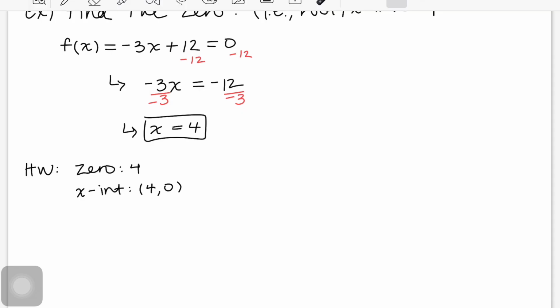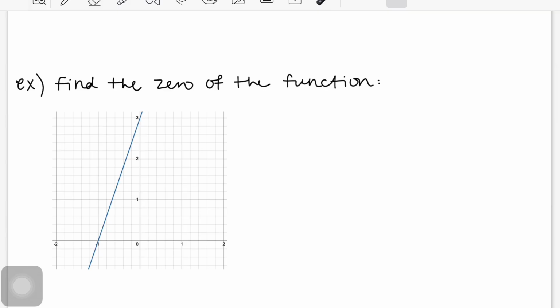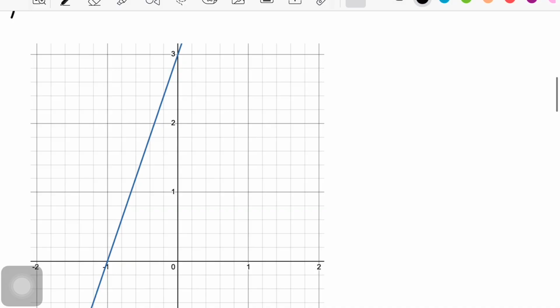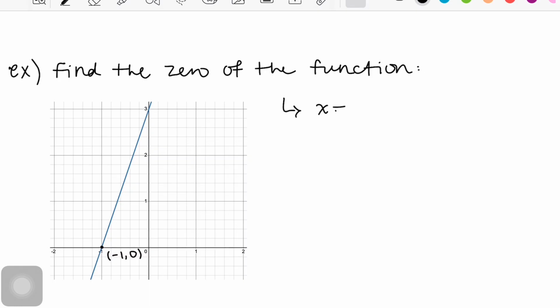All right. Another thing you might see in the homework is if you're just given the graph of your function and you're asked to find the zero. Well, what you can do here is just look at your graph and see where it intersects the x-axis, because the zero is also our x-intercept. And looking at this graph, we see it happens right here at this point, which is negative 1, 0. So the zero of our function is when x is equal to negative 1, then our x-intercept is negative 1, 0.